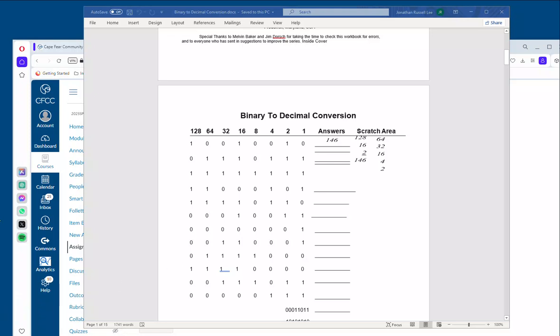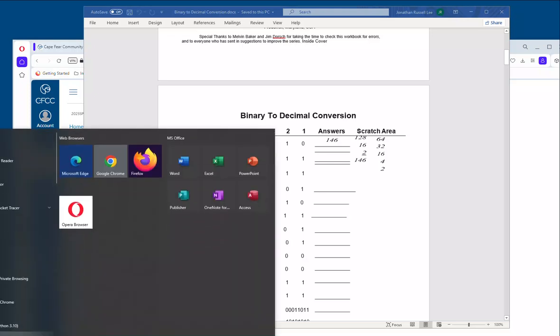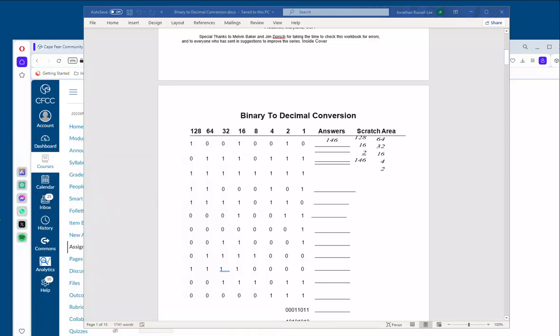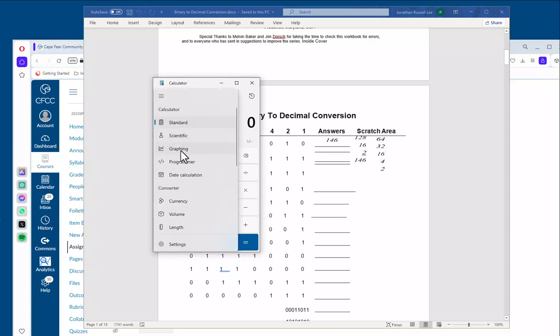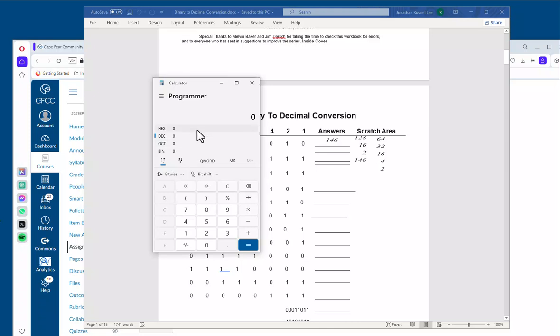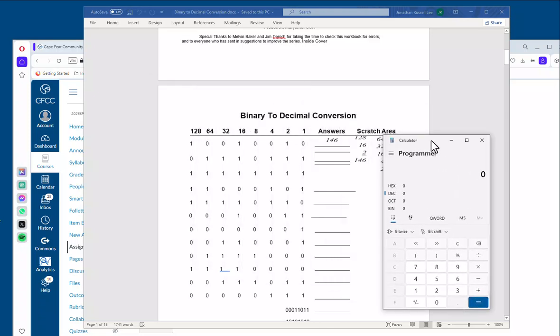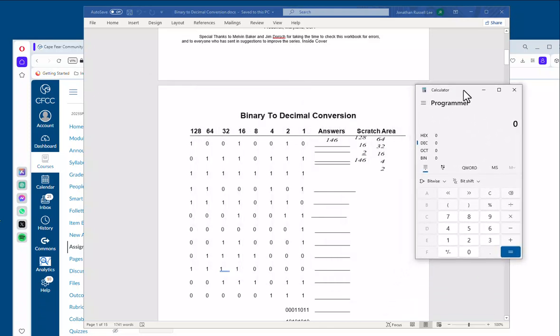And if you bring up the calculator, I can't remember if I've shown you guys this before or not. If I have, then please forgive me for being redundant. But whenever you bring up the Windows calculator, see how it says standard right here? What we're going to do is change this to programmer mode. Okay, now watch this. I'm just going to put this over to the side.